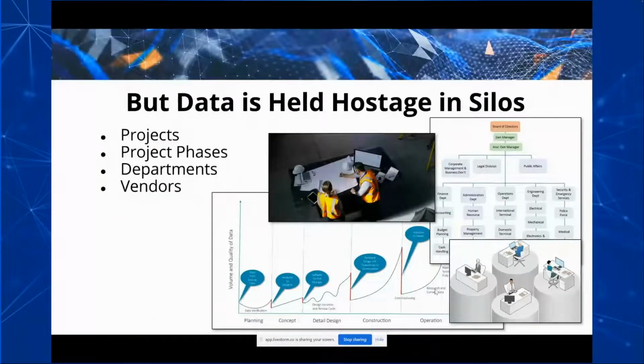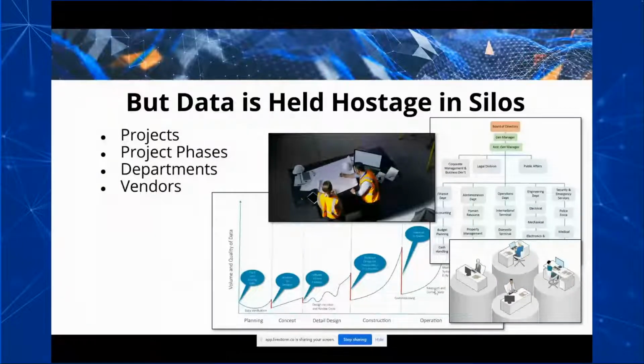So if data is the secret sauce or the key to solving the challenges, one of the biggest problems we're facing is that data is held in silos. And those silos are perpetuated by projects, meaning our built infrastructure is typically carried out by individual projects and tasks. And oftentimes, the information is not easily shared between those projects and tasks. But also within a project, different project phases.